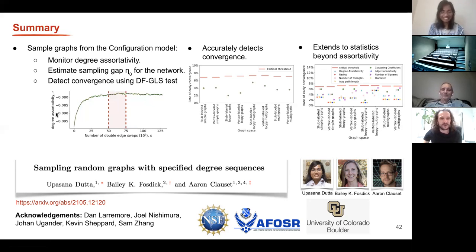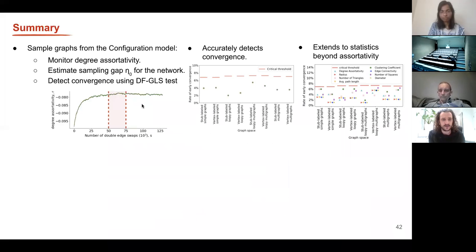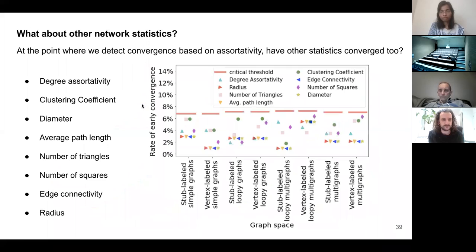So my first question was actually about a paper, but you answered it with your last slide. One question I have just for understanding: could you go back to, I think it was slide 39, where you were comparing different network statistics with their convergence time? Yeah, this one.